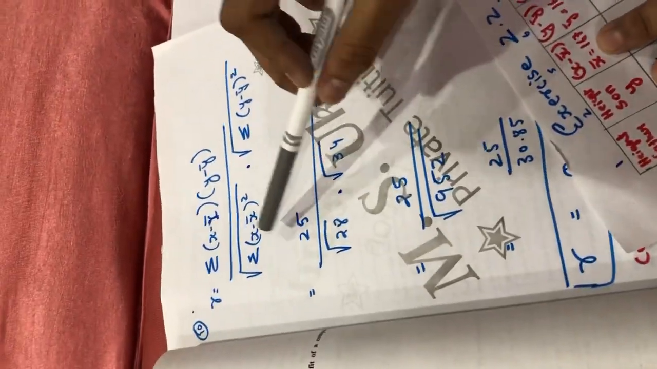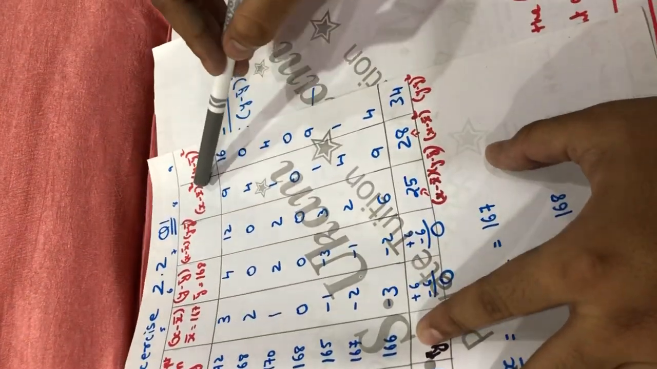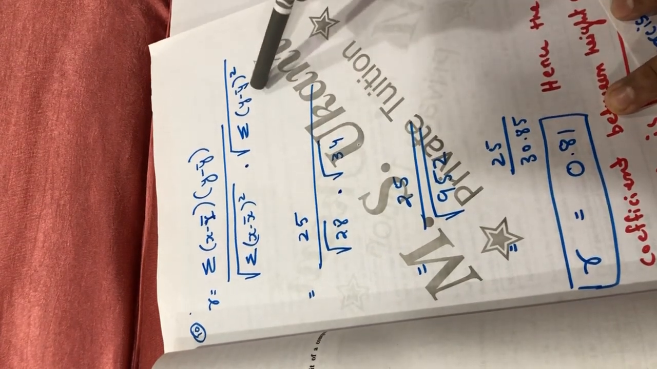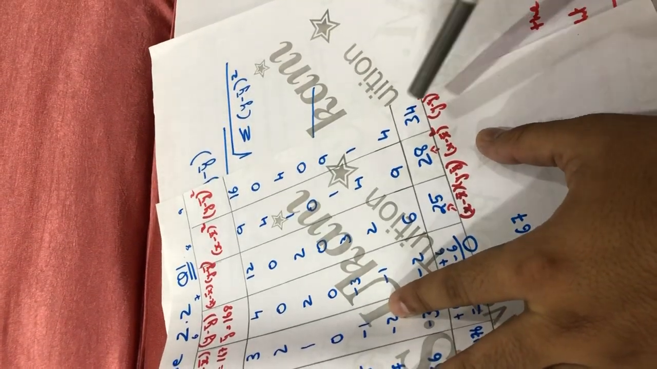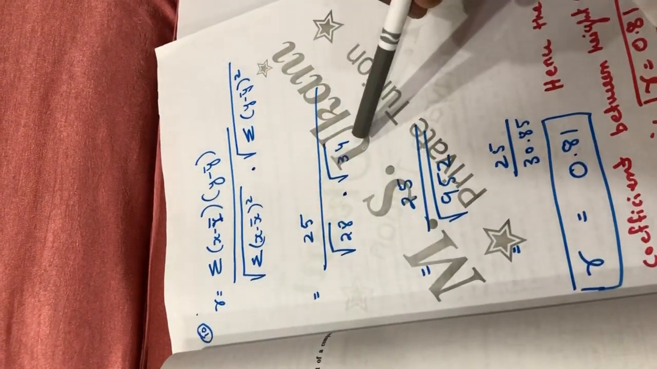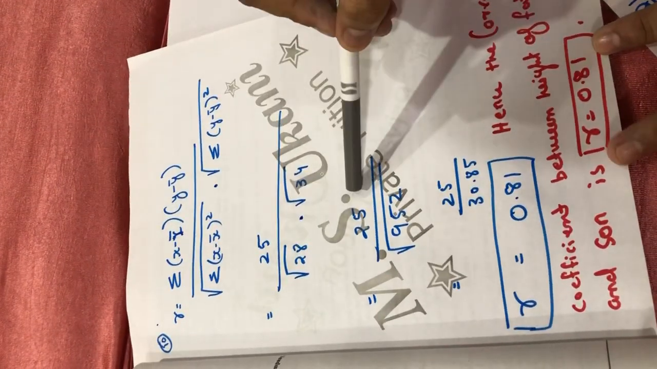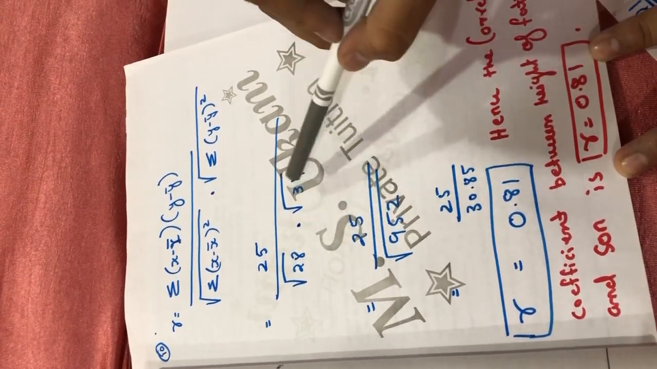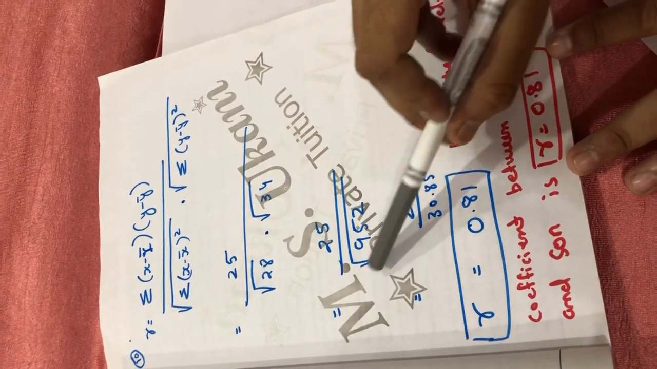Okay, upon x minus x bar whole square. See, x minus x bar whole square and our answer is 28. So here we will put under root 28 multiplied by y minus y bar whole square. See, this is our y minus y bar whole square and our answer is 34. So here we will put under root 34. Now in the next step 25 will remain the same. In the denominator we will first multiply both these numbers, 34 multiplied by 28. So our answer will be under root 952.